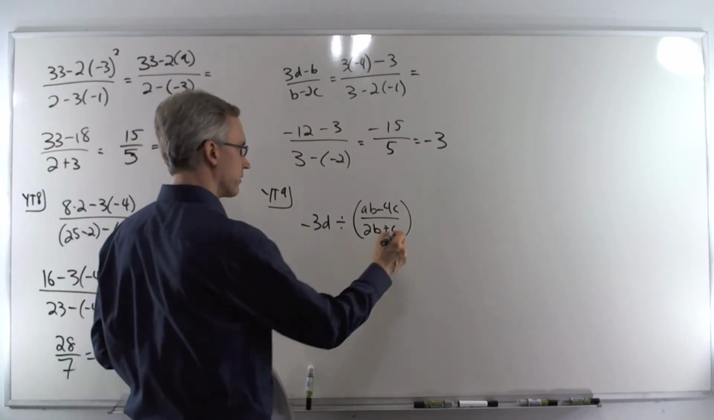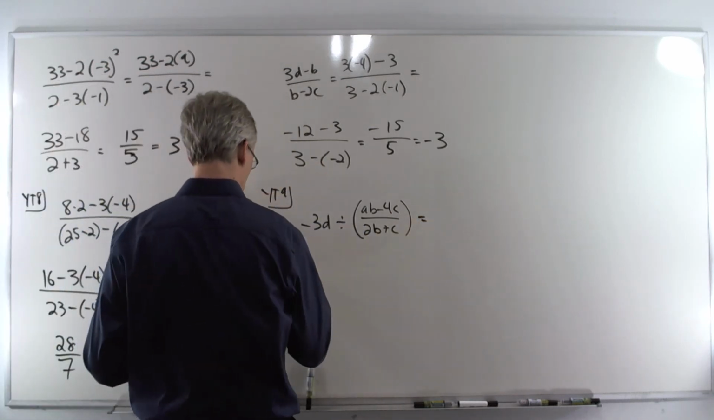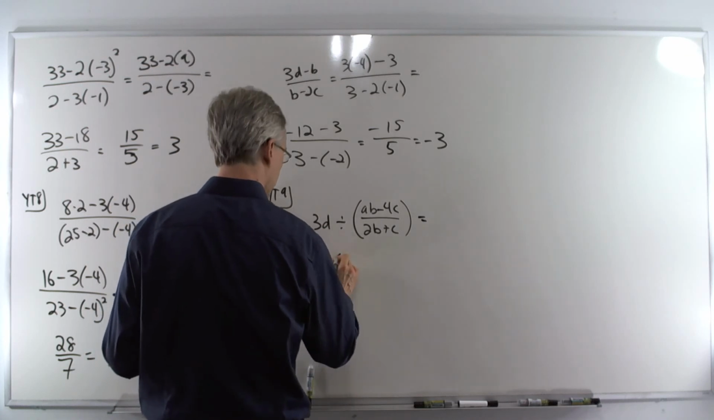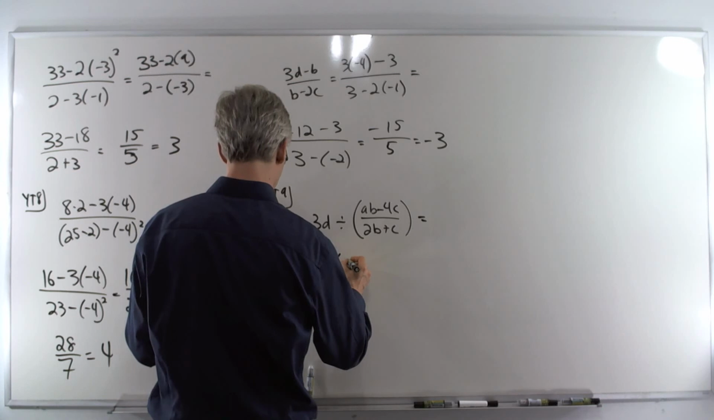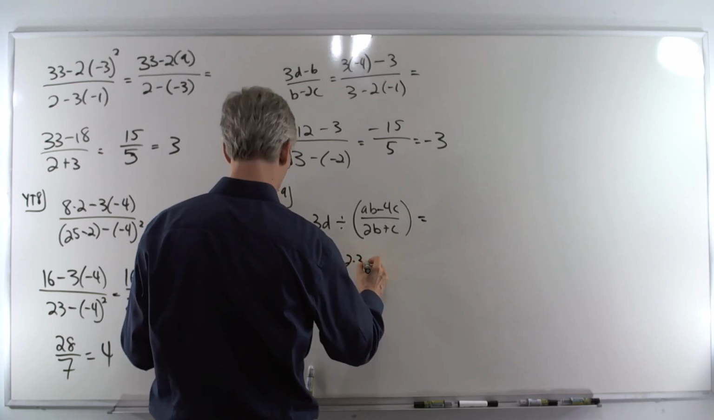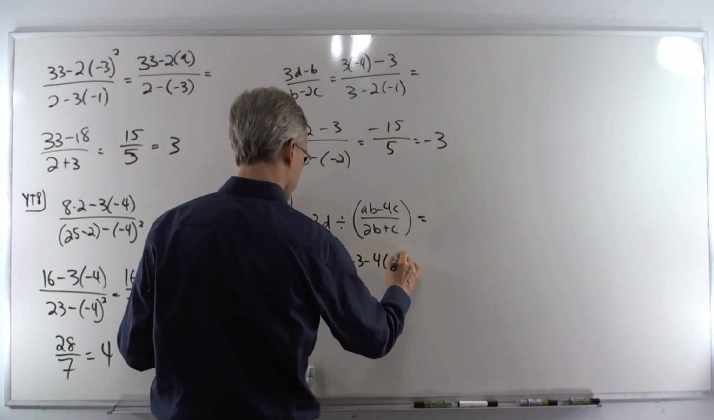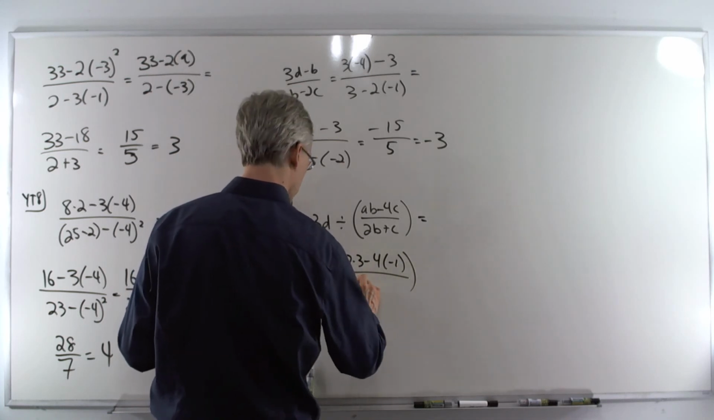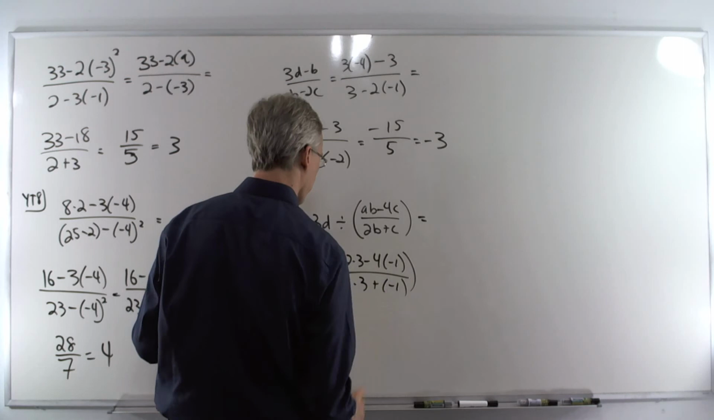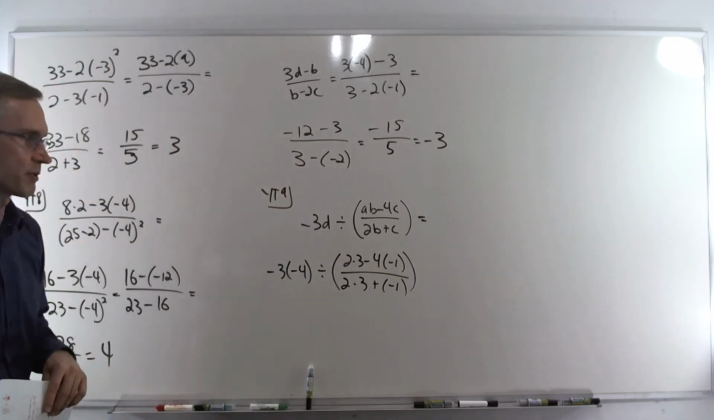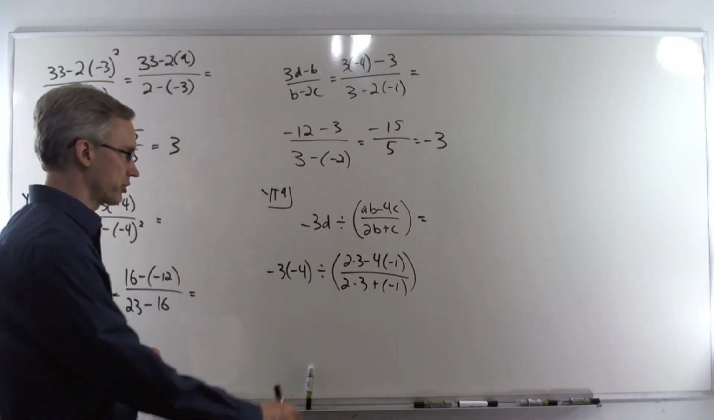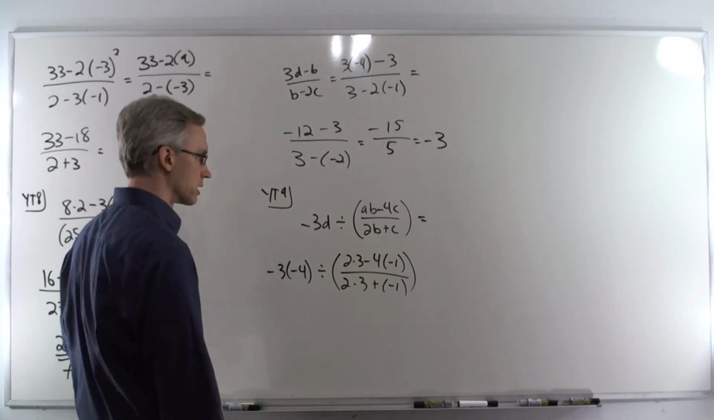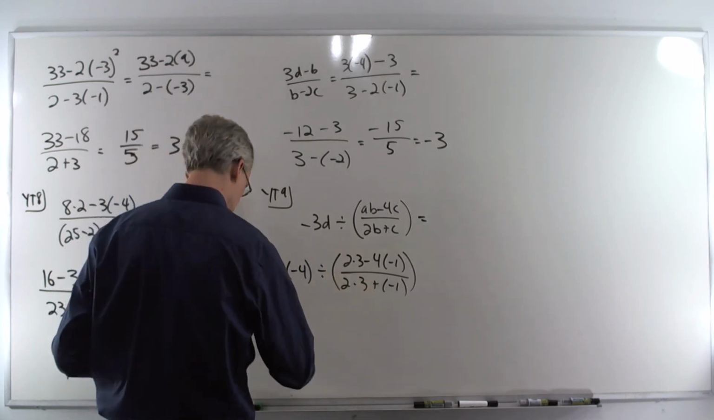Now we're going to plug in the values. So negative 3 times negative 4 out front, divided by a times b, so that's 2 times 3. That's 4 times negative 1. And on the bottom, we got 2 times 3 plus negative 1. All right, there's our expression with all the values plugged in. Now we're going to start inside the parentheses. So do top and bottom separately.